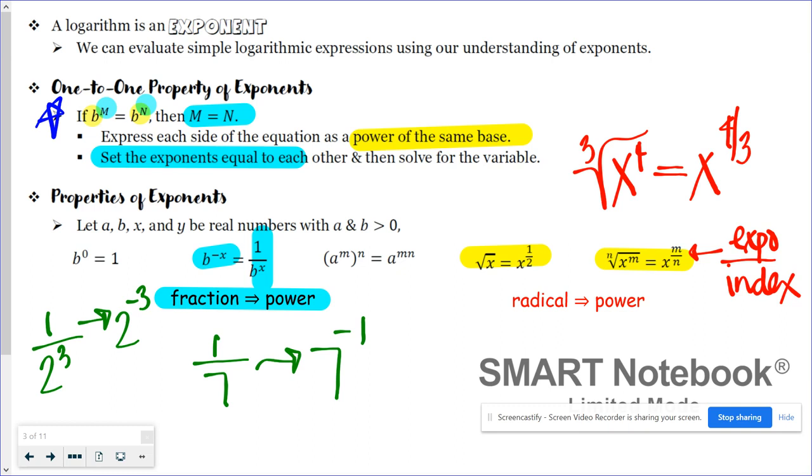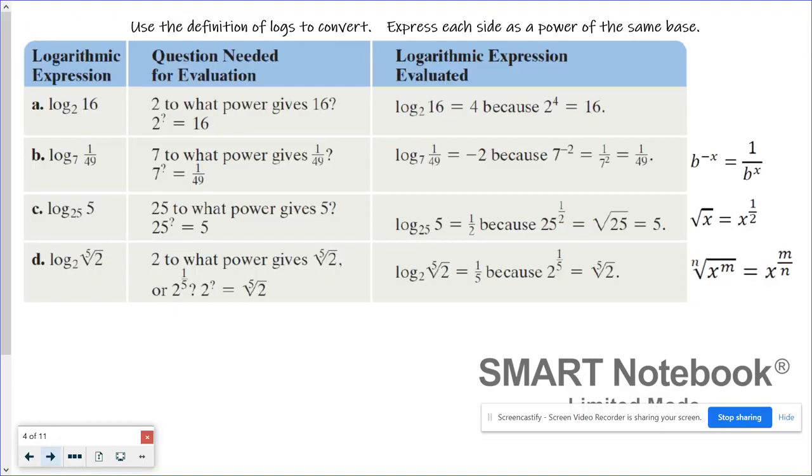I simply need to convert, and then I can use my properties of exponents to help me get the bases to be the same. So let's take a look at some examples here that you have in your notes. Here's my logarithmic expression, log base 2 of 16. If I think about the definition of logarithm, if I say this equals y, then 2 to the y power equals 16. So I'm thinking, 2 to what power is 16? I can rewrite 16 as 2 to the 4th power.